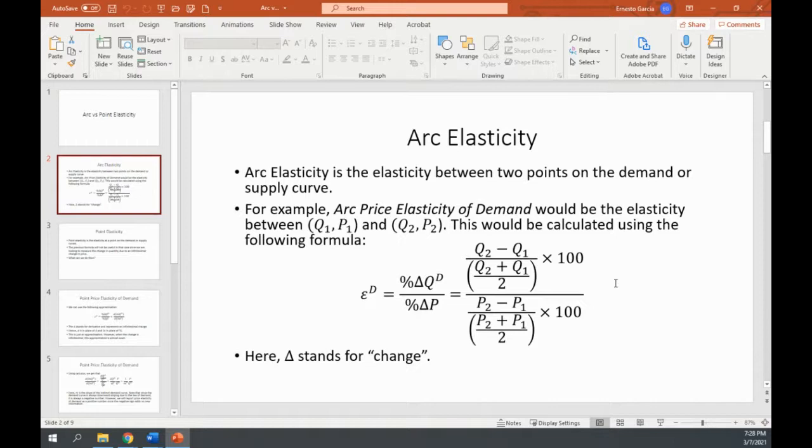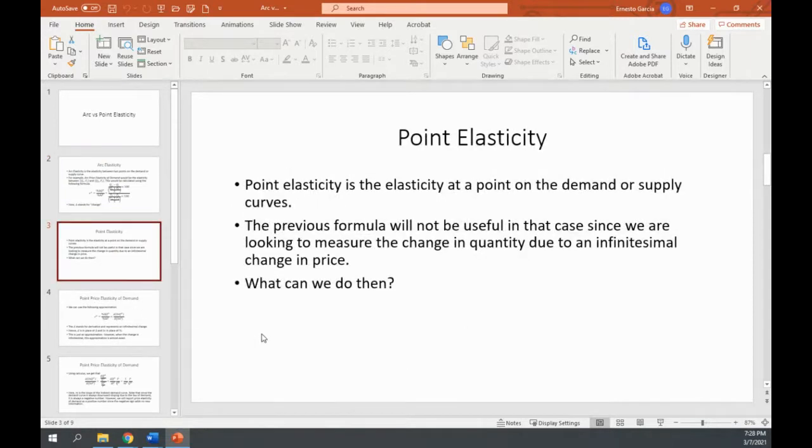Now, the problem that we have does not give us 2 points. You see, to use arc elasticity of demand, you need 2 points, a Q1, P1, Q2, P2. But we don't have that for this problem. This problem asks for the elasticity at the equilibrium, right? So being that we were given 1 point, we're going to be using what's called point elasticity.